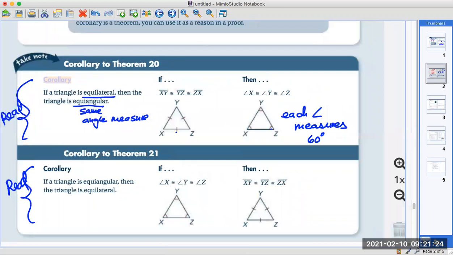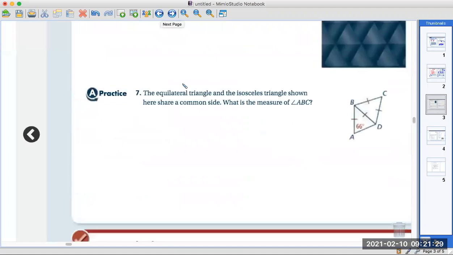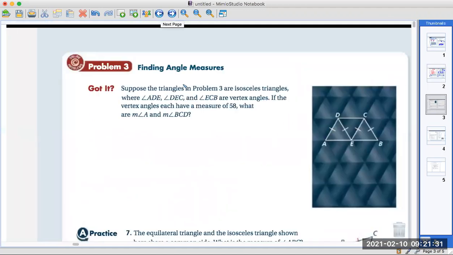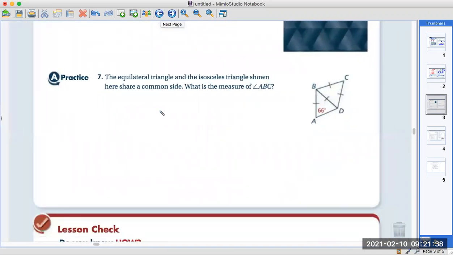And we're moving on to the next page. We are on page 160, and we're going to just do number 7. The equilateral triangle and the isosceles triangle shown here share a common side. What is the measure of angle ABC? ABC, this whole angle from here to here, ABC.